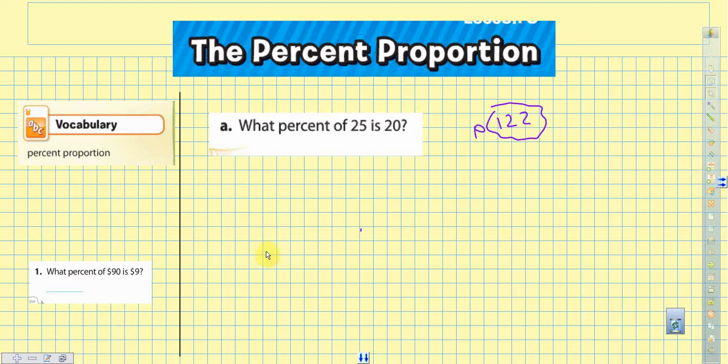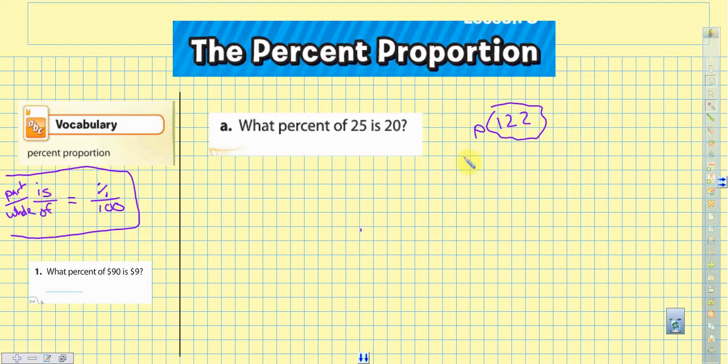The percent proportion is dealing with, let's say, is over of is equal to a percent over 100. Or is over of could be a part over a whole. That's how we're going to set up our problems. So this part here, you need to know. Percent is always out of 100, and our fraction is always a part over a whole, or is over of.